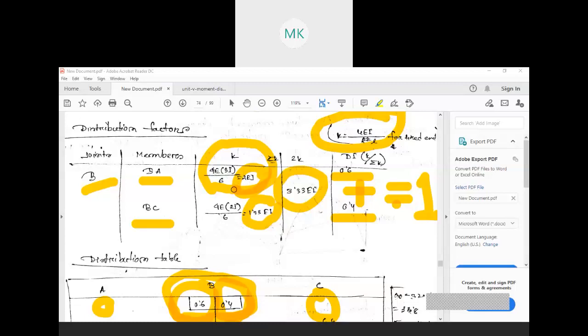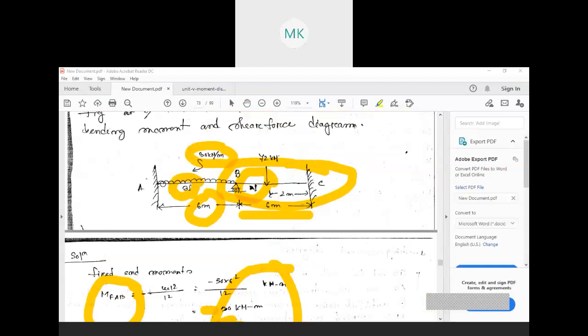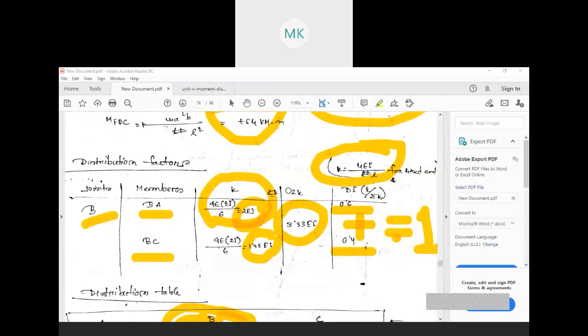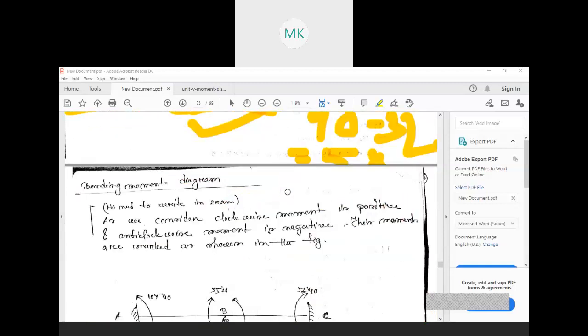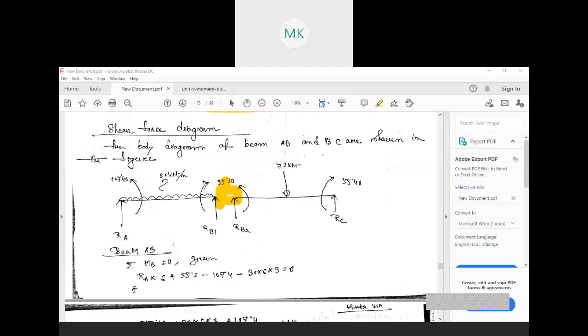So all of you, please try to do it using both formulas, 4EI by L or I by L. But just remember, in place of I you need to write 3I, and in place of this you need to write 2I, as it is given in the beam. As per that value you have to use the I value. So use that and try to solve this numerical.